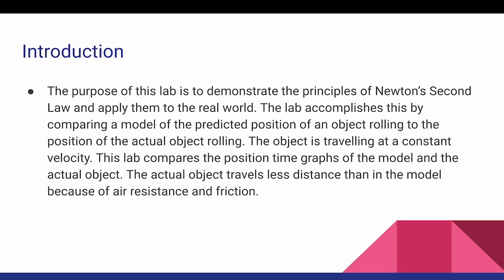So the purpose of this lab is to demonstrate the principles of Newton's second law and apply them to the real world. The lab accomplishes this by comparing a model of the predicted position of an object rolling to the position of the actual object rolling. The object is traveling at a constant velocity. This lab compares the position time graphs of the model and the actual object. The actual object travels less distance than in the model because of air resistance and friction.